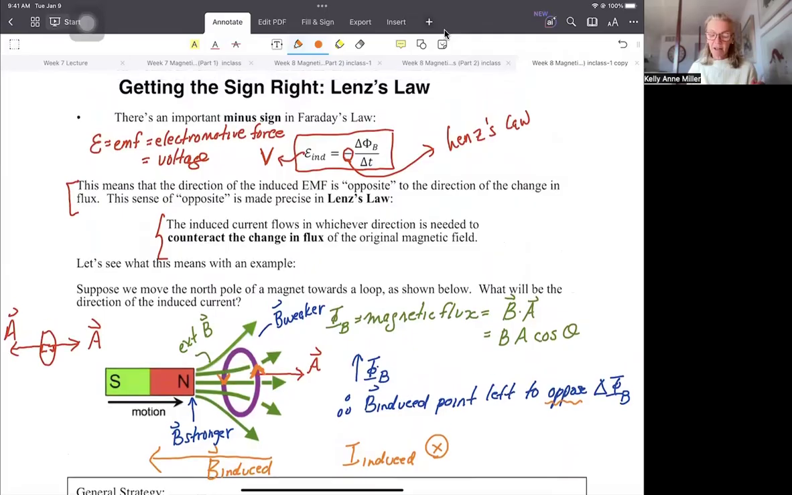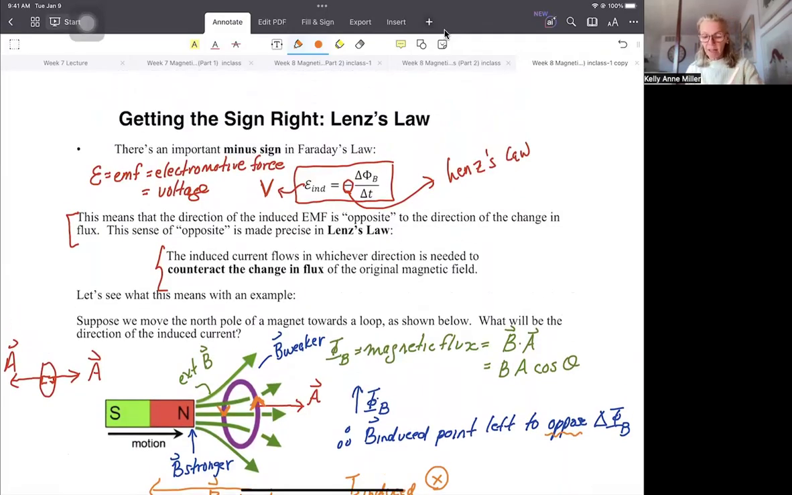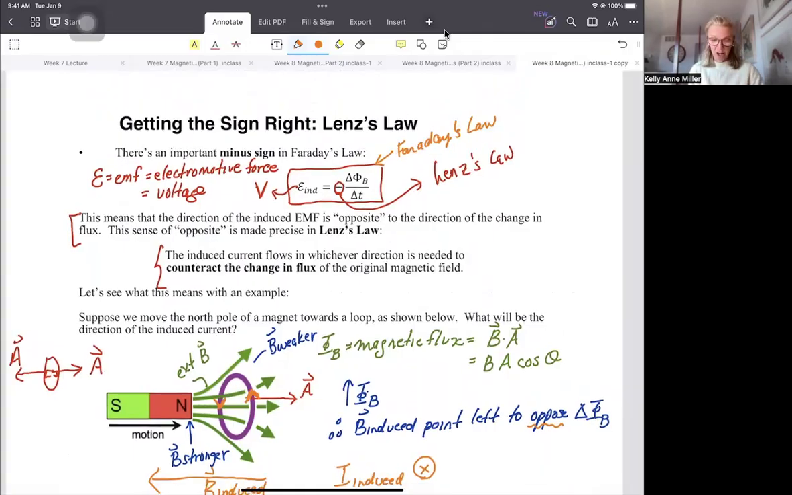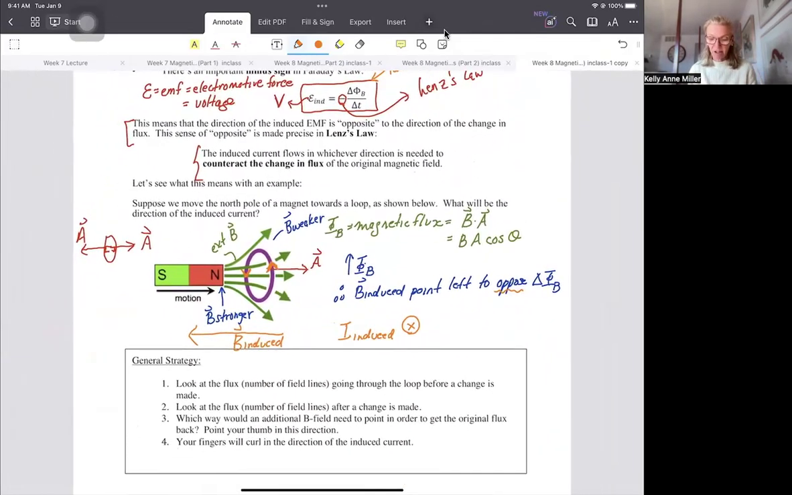So like I said, this whole formula is Faraday's law. The fact that when you have a time varying flux, you get an EMF and that EMF induces a current. And then just the negative, basically Lenz's law just tells you which direction the current is going in the loop as a result of that induced B field. So this is the general strategy that I just went through.